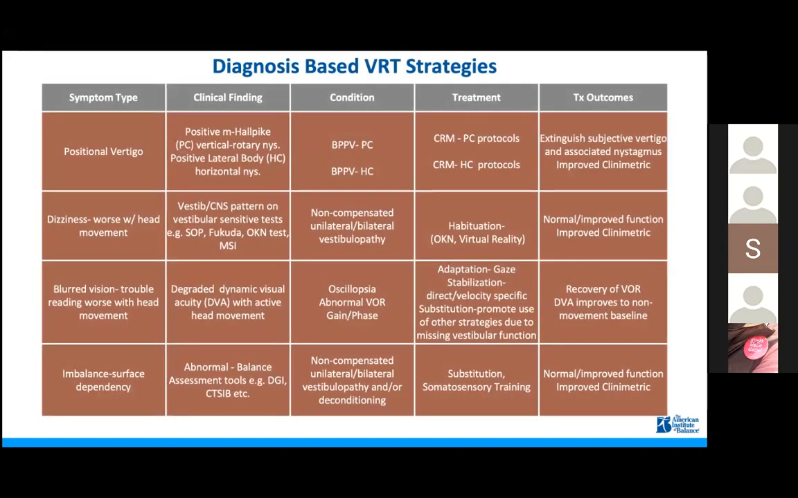So if you look at this table, we can talk about the symptom types. We can talk about the clinical findings diagnostically. We can put a name to the condition. We can talk about the treatment. And then, of course, we can look at what their outcomes are going to be. So producing outcomes for us has to be measurable.